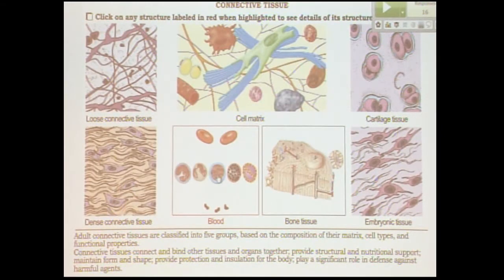What's next? Hyaline cartilage. Oh, attachment of bones to bones or bones to muscle. Resist stress. Very strong in terms of pulling.